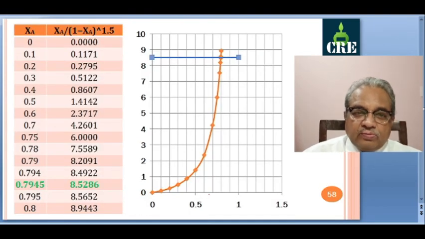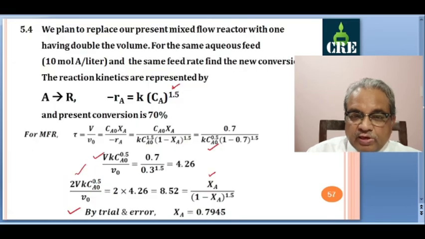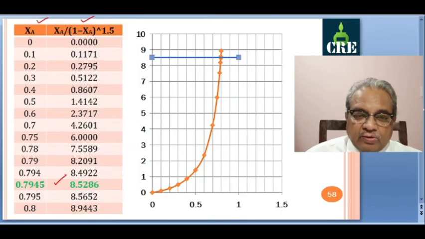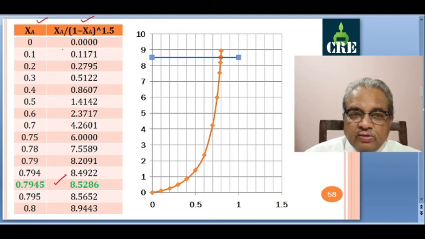So what is the method? You feed this equation, go on changing the value of Xa. Xa will always be from 0 to 1. You go on trying, and in between you will get a match somewhere. Here it is matching at 0.7945, 8.5286. So our value is 8.52. For that it matches here.